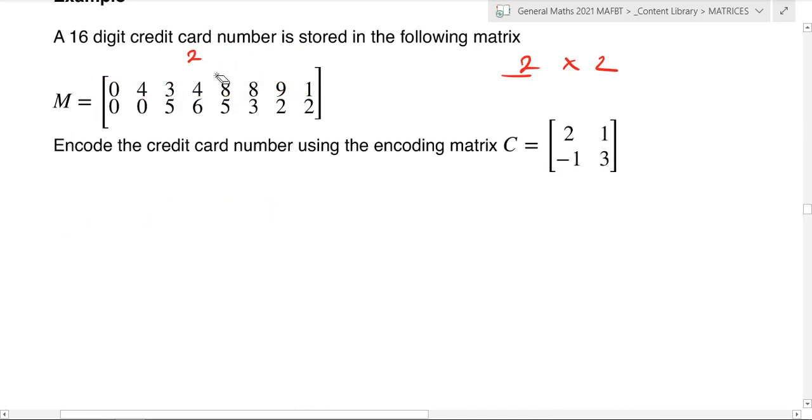What you need to do instead, okay, is C times M. And you're going to use this principle each time. It's always going to be the coding matrix.